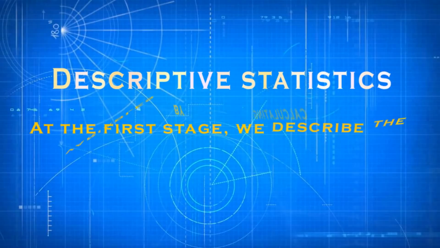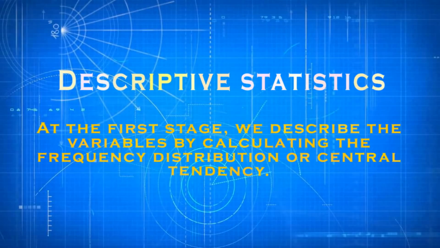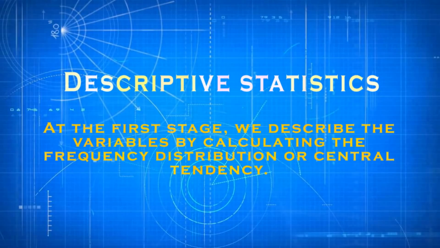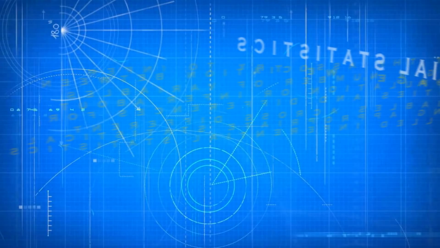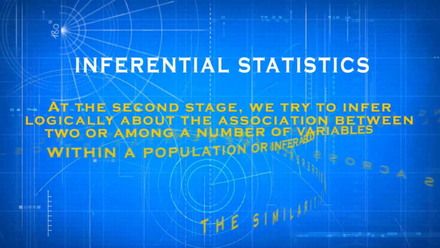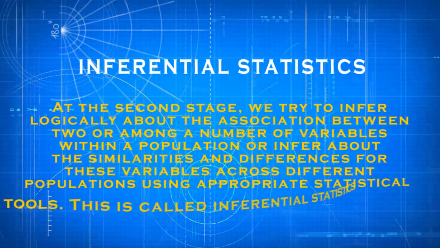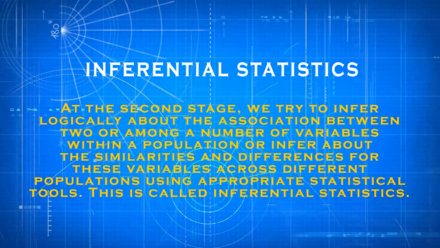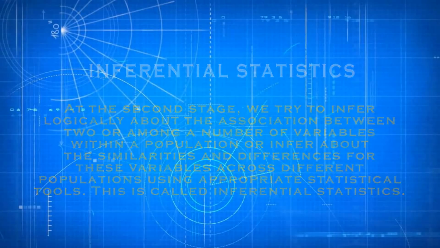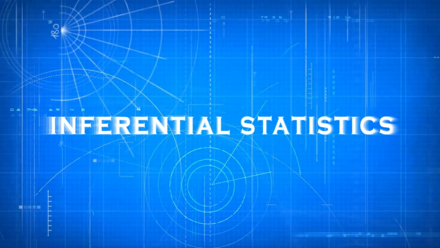So, in order to understand the distribution of variables in a population and also to understand the relationship between these variables, we use appropriate statistical tools. At the first stage, we describe the variables by calculating the frequency distribution or by estimating the central tendency of the variables. This is called descriptive statistics. In the second stage, we try to infer logically the relationship between two or among the variables that exist in a population and try to infer some meaningful results from it. This is called inferential statistics.